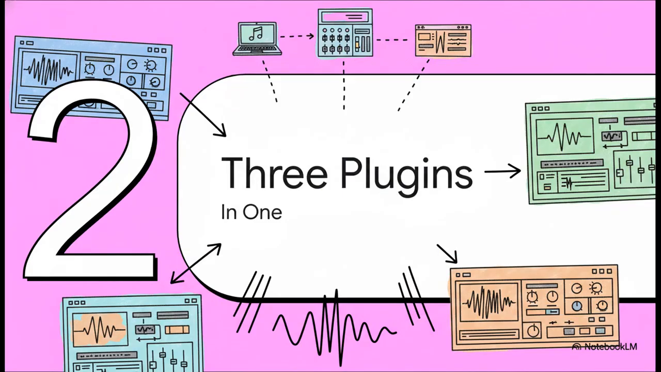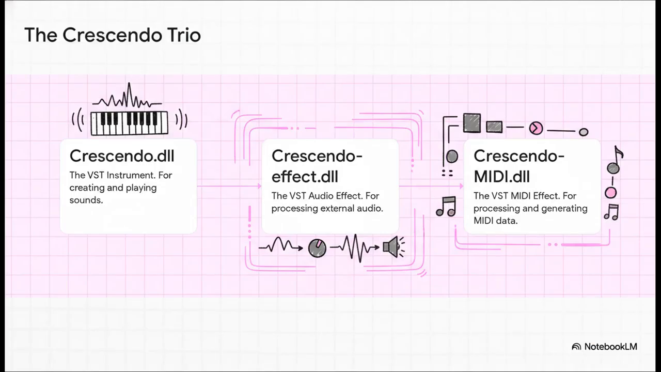Okay, so one of the first things that's really clever about Crescendo is how it deals with compatibility. You know how DAWs can be picky? Well, to make sure it works with pretty much everything, it's kind of like 3 plugins in one. So when you download the zip, you're going to see 3 different files. You'll see one for instruments, another for audio effects, and a third for MIDI effects. But here's the kicker, and this is the really smart part. The code inside all 3 of those files is exactly the same. It's identical. The different file names are just a little trick to tell your DAW, hey, put this one in the instrument list, or this one's an audio effect. That way it always shows up right where you need it.